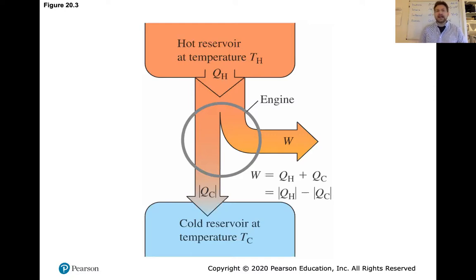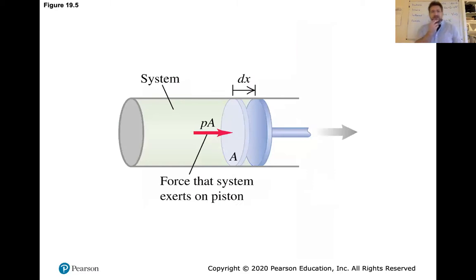And the reason there has to be a temperature difference is, if TH and TC are the same temperature, then we can't get any work out. We can't get any net work out. And here's why. This is a figure we've seen before from chapter 19, but the deal is the system is doing work because of pressure.